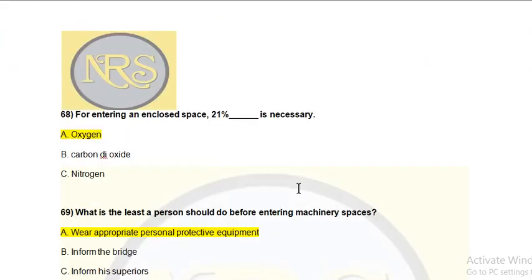Question number 68. For entering an enclosed space, 20% of gas is necessary. Option A, oxygen. Option B, carbon dioxide. Option C, nitrogen. The correct answer is option A, oxygen. 21% of oxygen. Nowadays, most of the atmospheric conditions have 20.9, 20.8, 20.7% of oxygen. If this level is there, the person can enter, with consideration of other toxic gases and flammable gases, he can enter into the space.